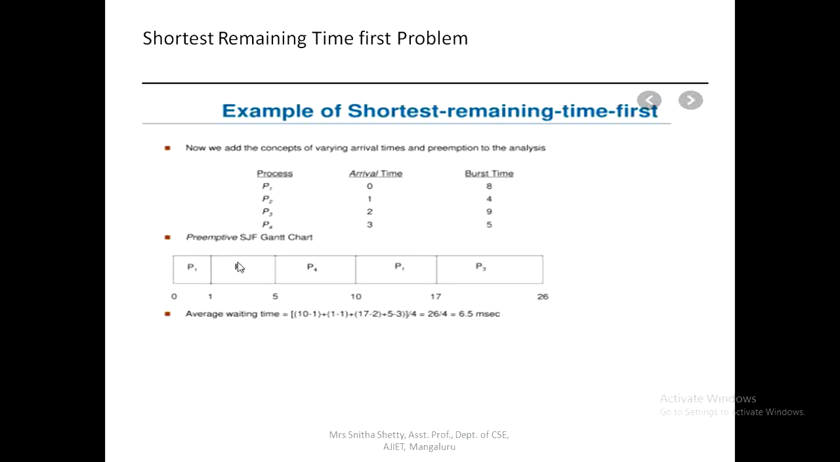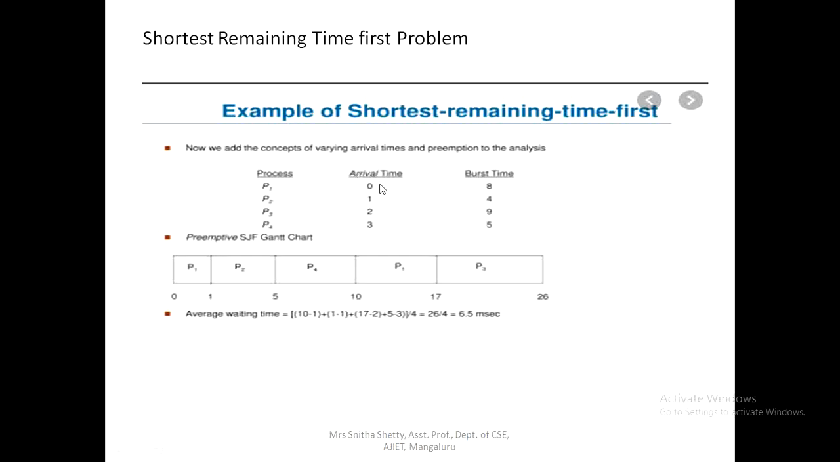One more thing: non-preemptive means once a process starts execution, it cannot stop in between. That we call a non-preemptive. So here we are talking about the preemptive. In the Gantt chart, you can see P1 first. That means the first process which will enter for execution is P1. Why is P1 entering? Because the arrival time of P1 is 0.